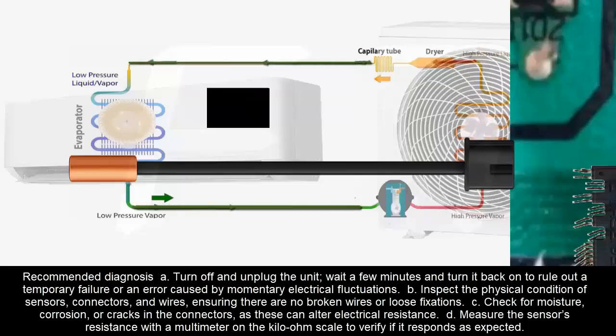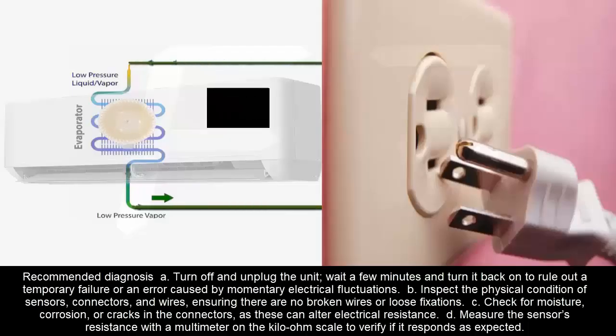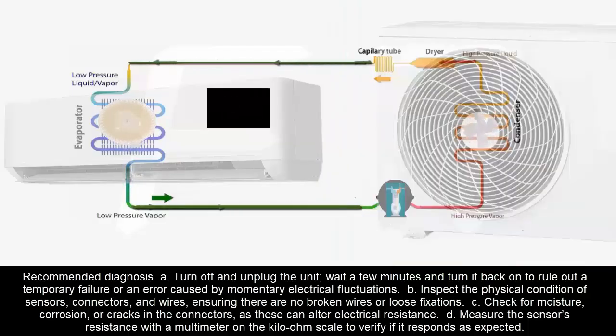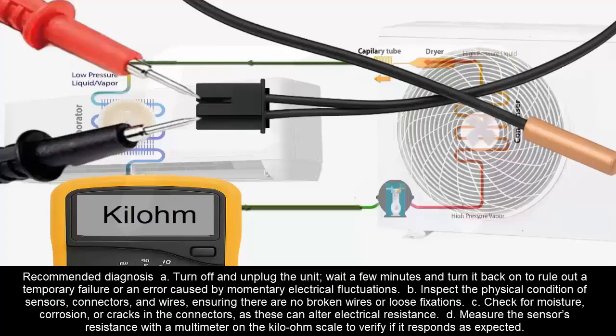Recommended diagnosis: A. Turn off and unplug the unit. Wait a few minutes and turn it back on to rule out a temporary failure or an error caused by momentary electrical fluctuations. B. Inspect the physical condition of sensors, connectors, and wires, ensuring there are no broken wires or loose fixations. C. Check for moisture, corrosion, or cracks in the connectors, as these can alter electrical resistance. D. Measure the sensor's resistance with a multimeter on the kilo-ohm scale to verify if it responds as expected.